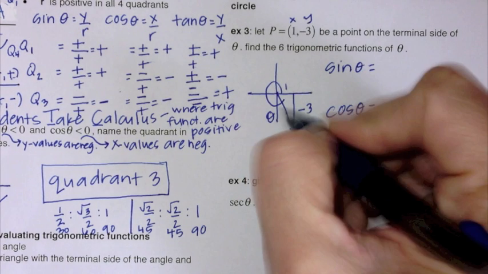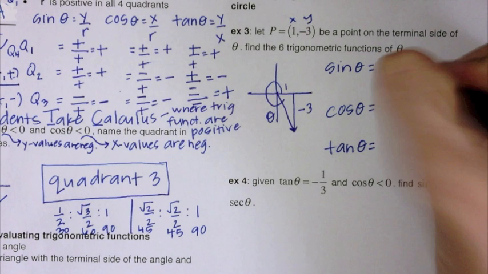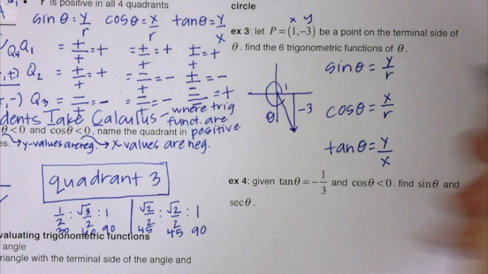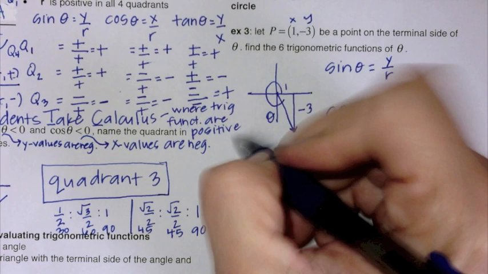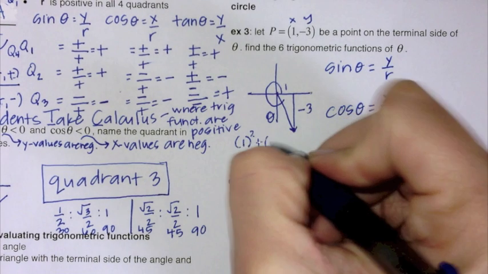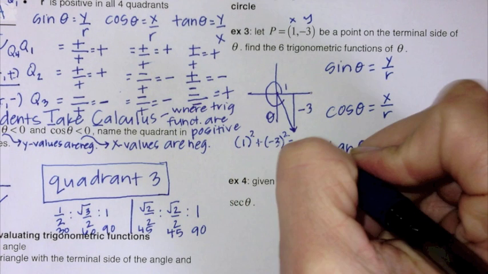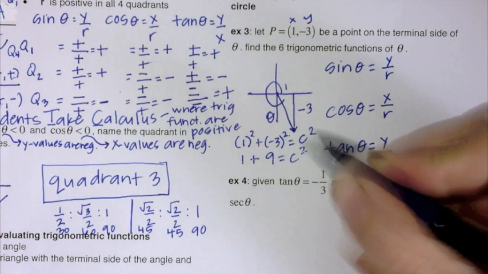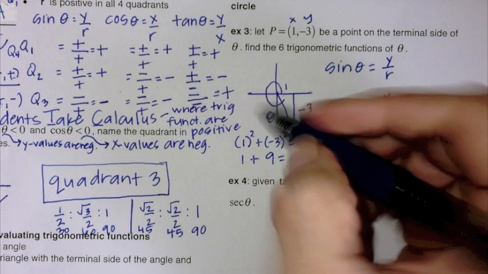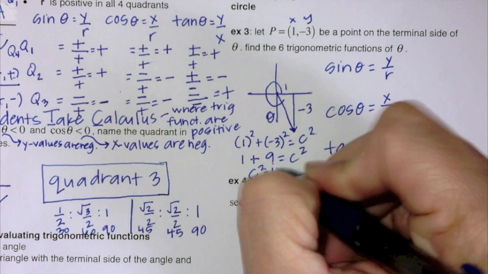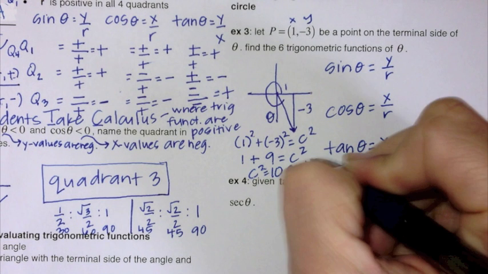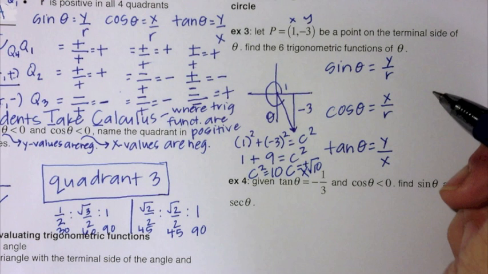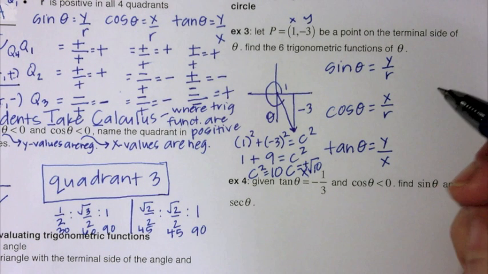We do need to find the radius, since sine is y over r, cosine is x over r, and tangent is y over x. So we're going to go ahead and use good old Pythagorean theorem. 1 squared plus negative 3 squared equals c squared. 1 plus 9 equals c squared. If you want to change that to r squared, that totally works. So c squared equals 10. So c equals plus or minus root 10, but we know the radius is positive as defined by mathematicians, so that's just going to be root 10.